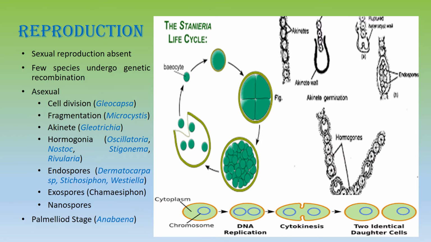Next is akinete. We see here that akinetes are formed in chains or singly, just after the heterocyst. Heterocysts, we know, are responsible for nitrogen fixation. So the cell next to the heterocyst develops into an akinete, and akinetes can be formed singly or in chains. This is the example of how akinetes are formed.